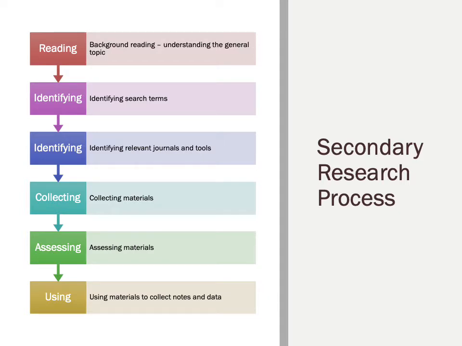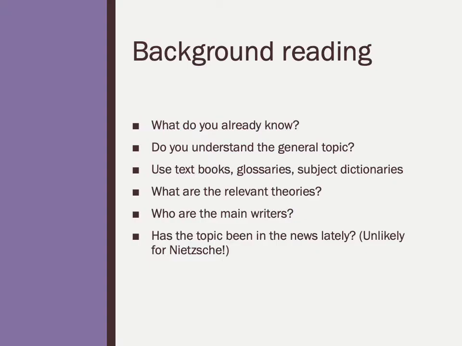So this is a quick overview then of the secondary research process. We start by doing background reading, making sure that you have a general understanding of the topic. Then you move on to identifying your search terms. After that, you're going to identify relevant journals and tools, so that includes your databases. Then you start collecting your materials, then you assess your materials, and then you can use your materials to collect your notes and data and to get further ideas for research from that. So we're going to look at each of these stages individually and go through them quickly.